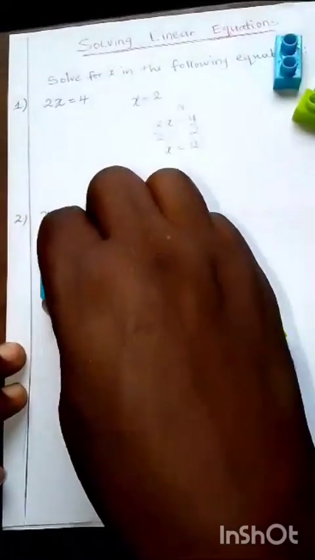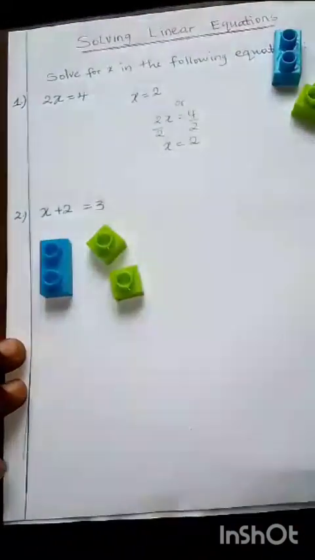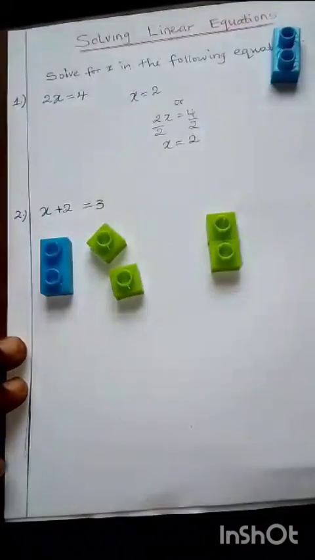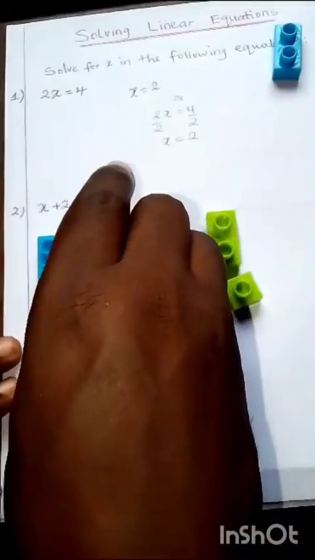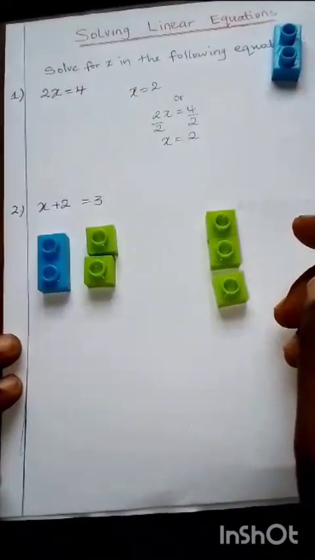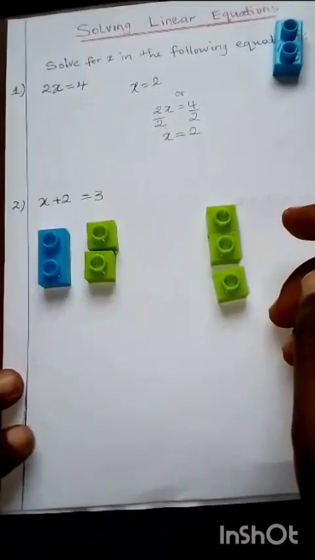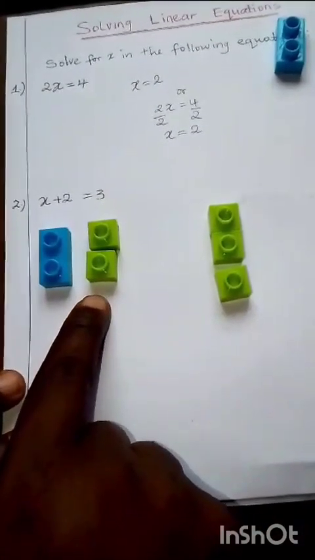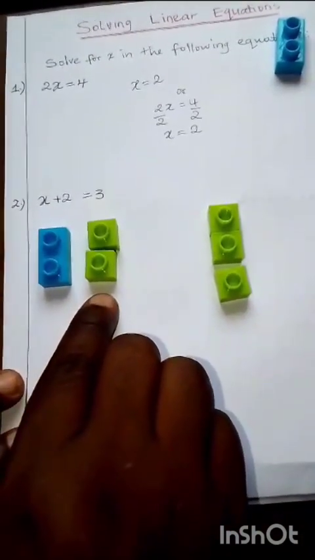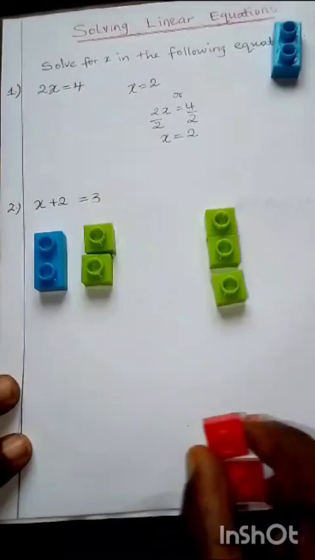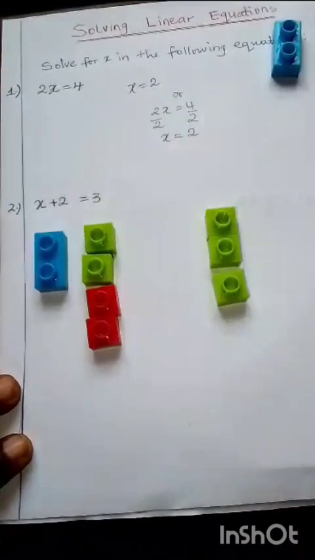Now, example 2. x plus 2, that's 1x plus 2, is equal to 3: 1, 2, 3. We have modeled that equation. This is what is on the left hand side. This one is on the right hand side. Now, when we are solving linear equations, here we have positive 2. What's the opposite of positive 2? The inverse of adding 2 is taking away 2 from both sides. That's negative 2 on both sides.